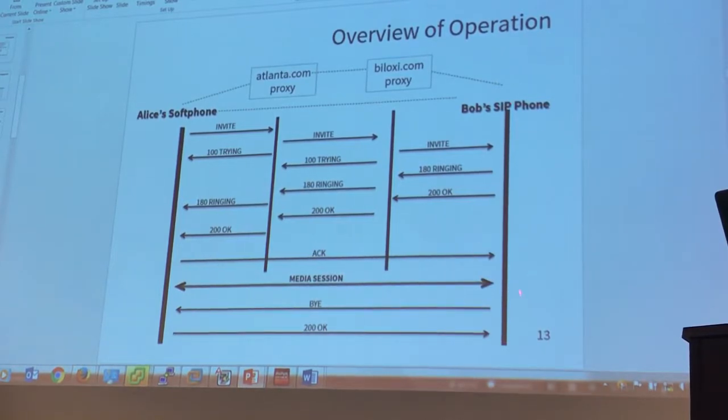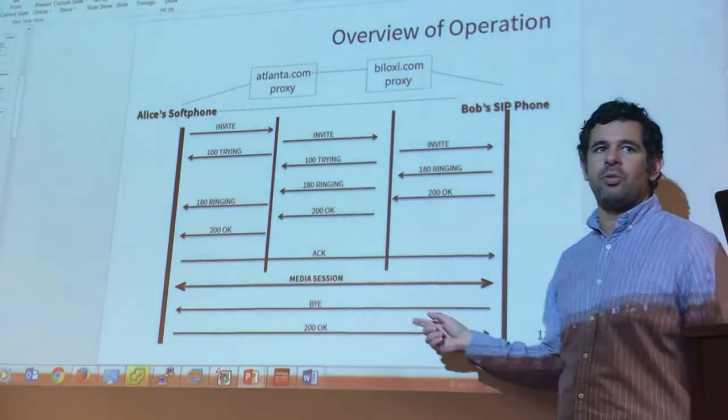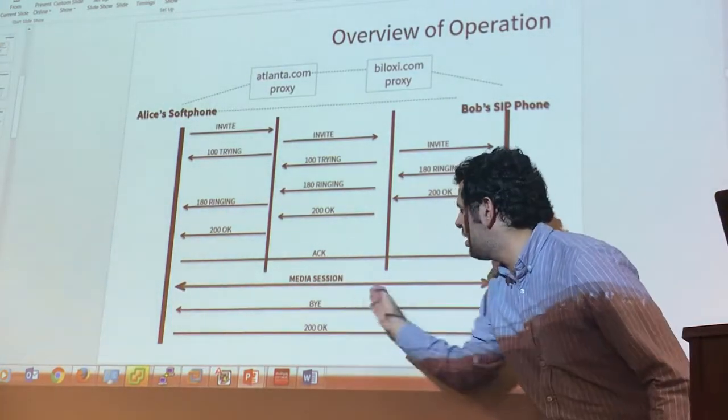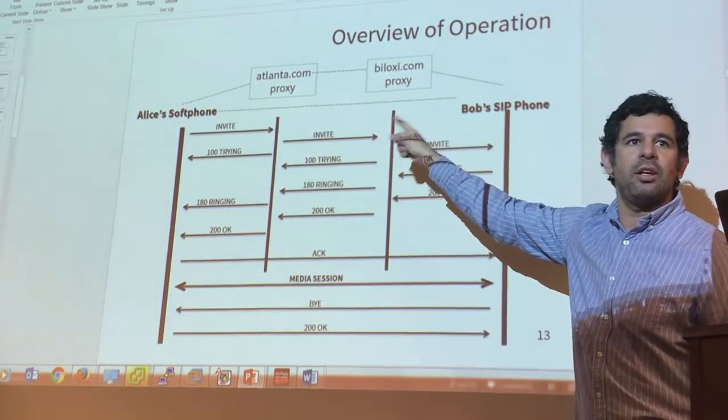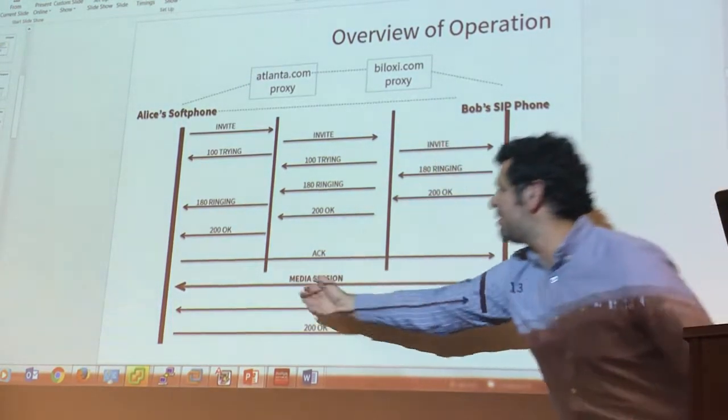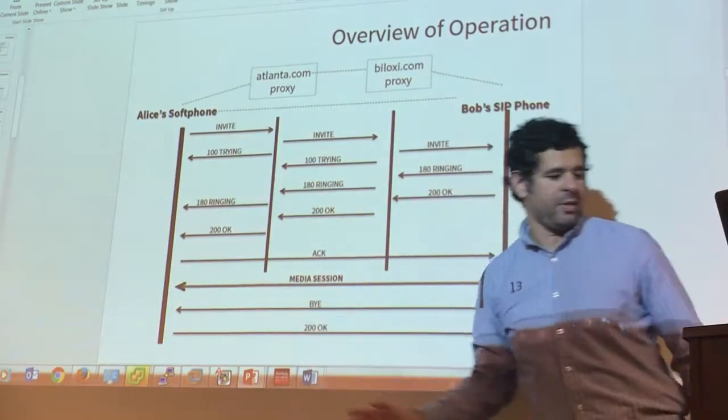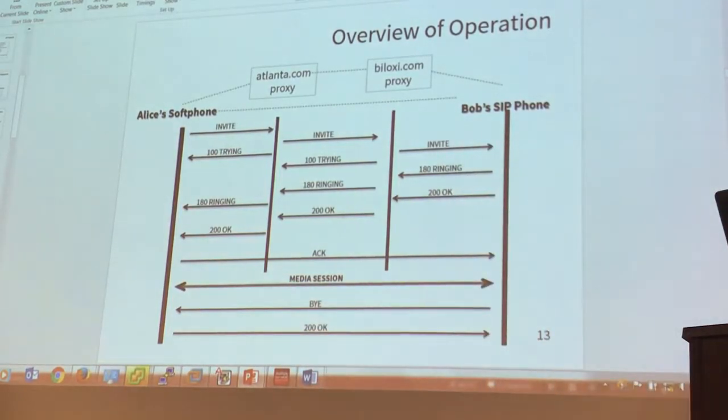Then you see that Bob finished the call, and there's something missing here on this slide. It makes you think that the BYE goes directly between two users, but you should see the BYE being sent through the proxy servers. We're just missing these dividers here, right? Because both the BYE and the last 200 OK go through the proxy servers as well.